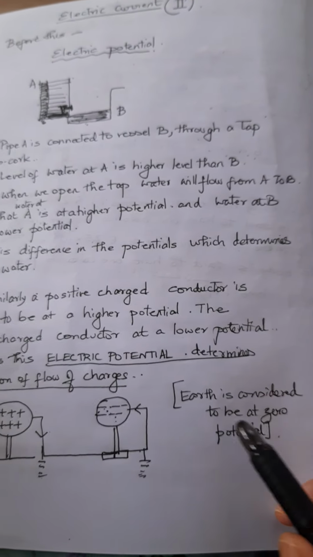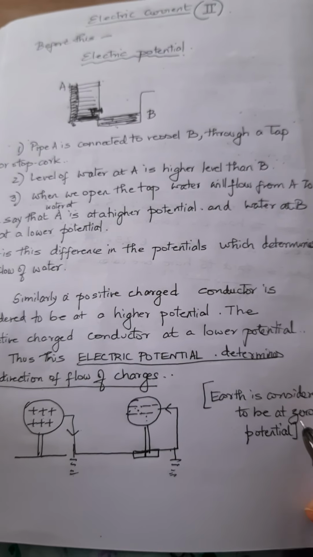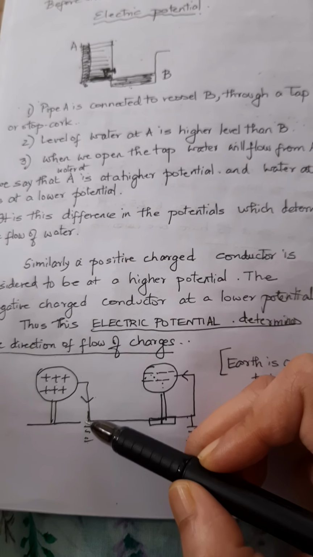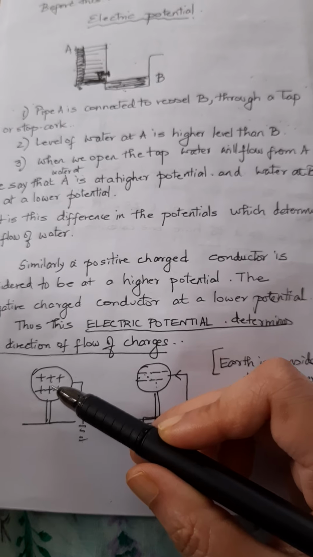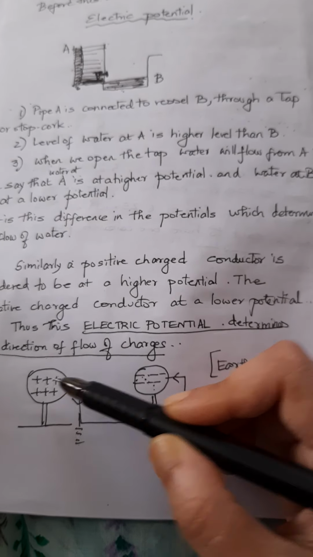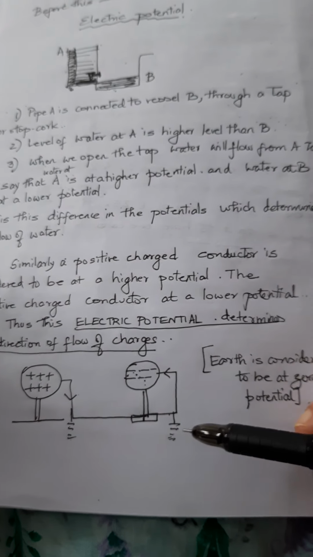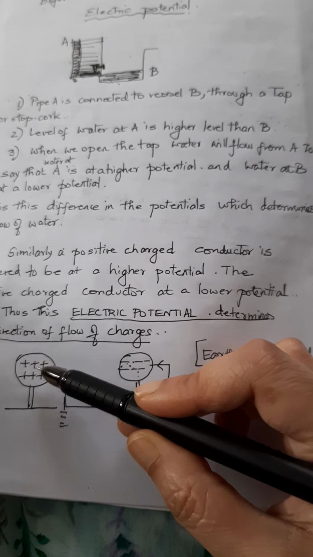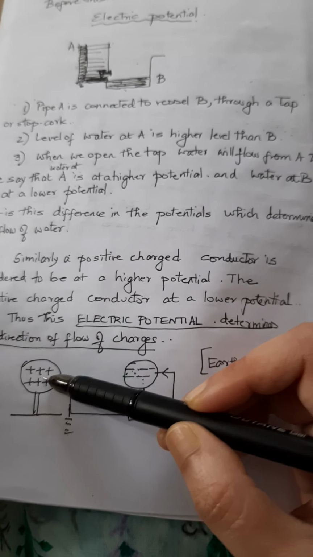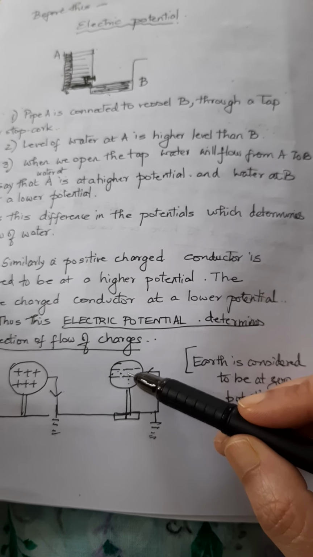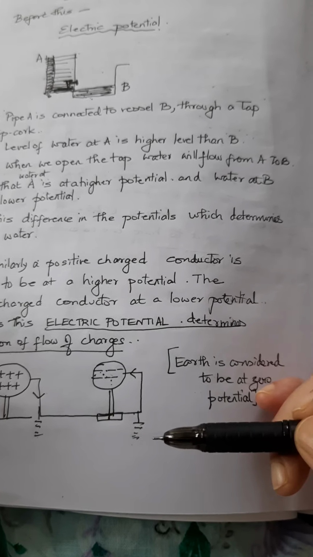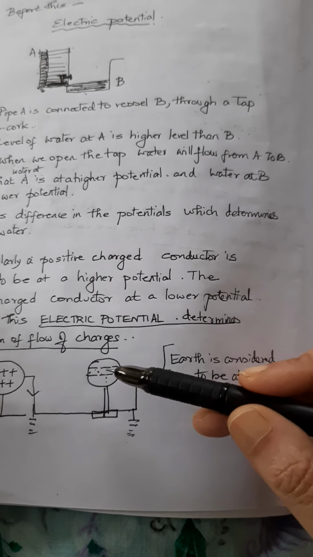Now, the earth is considered to be at zero potential. If this positively charged conductor is connected to the earth, we will find that the charges will move from a higher potential to a lower potential until the charge here also becomes zero potential. Similarly, when the negatively charged conductor is connected to the earth, we will find that the charges will always flow from the higher potential to the lower potential.